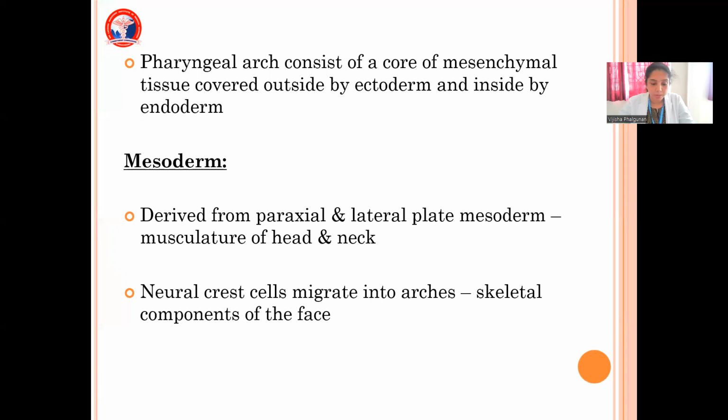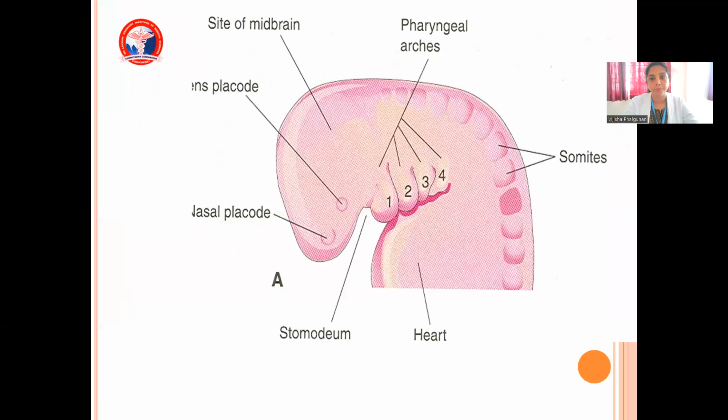So you have 2 things. One is the musculature of head and neck. The other one is the skeletal components of the face. The musculature of head and neck is derived from your paraxial and lateral plate mesoderm. These are the categories of mesoderm. Then you have the neural crest cells, which are formed during neural crest formation. These neural crest cells in turn give rise to so many structures. One of them, they very fast migrate into the arches and give rise to the skeletal components of the face.